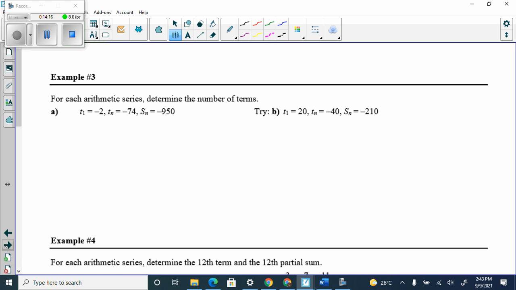The next one says, for each arithmetic series, determine the number of terms. So I need to find n, correct? I have T1, they gave me Sn, and they gave me Tn. It says arithmetic series, so I have two options. Which one did they give me? They gave me Tn, so I'm going to use the second formula. My second formula is Sn equals n divided by 2 times T1 plus Tn.